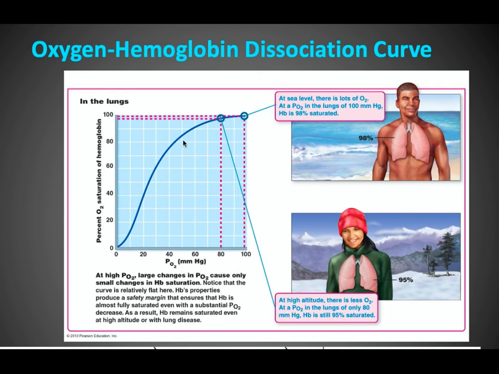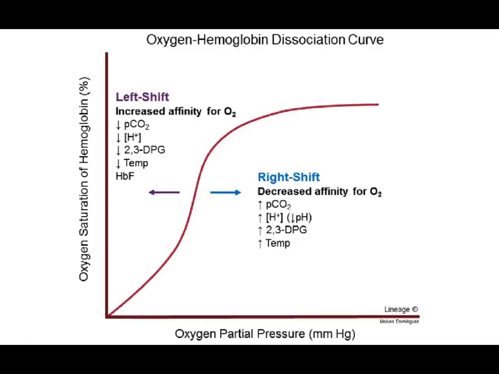But fortunately for us, as those hemoglobins swim past our alveoli, they are still able to pick up most of those oxygen molecules. There are conditions under which we actually see a curve shift.